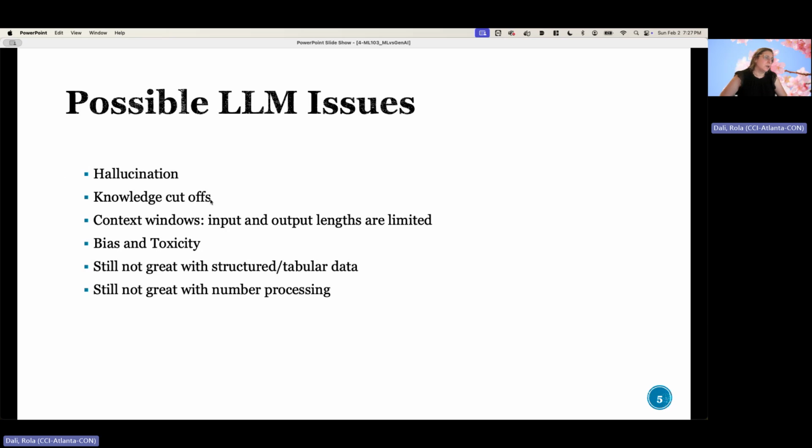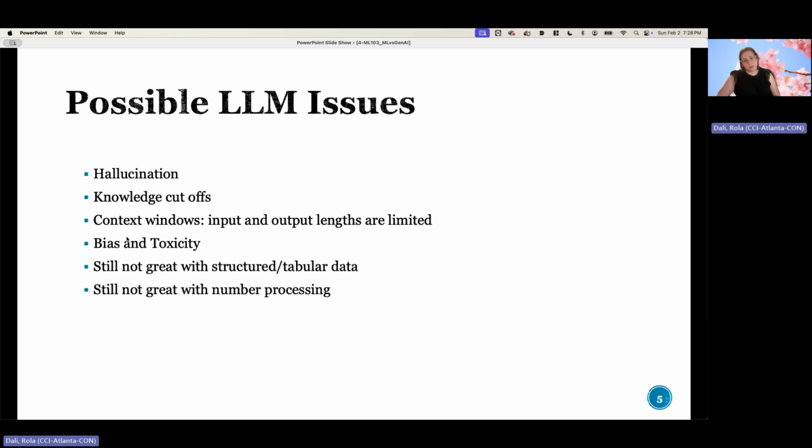Knowledge cutoffs. Models only know about data they've seen up to a point. So if a model was trained in 2024 and you say, well, who's the president that was voted in 2025? It does not know because it did not see that information. There's issues with context windows, or that's at least a property, which is how much information can it take in or spit out? And that varies widely by models.